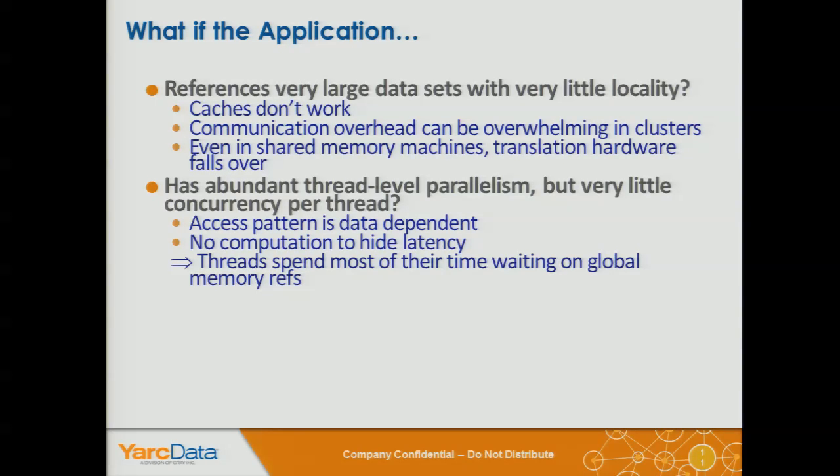So there was a question about data locality earlier. That wasn't a plant in the audience. The machine works well with data sets with very little locality, that break cache, for example, and also applications with a large amount of parallelism.